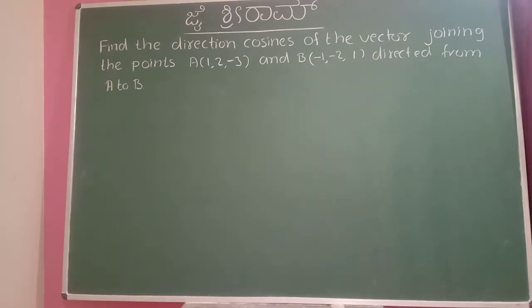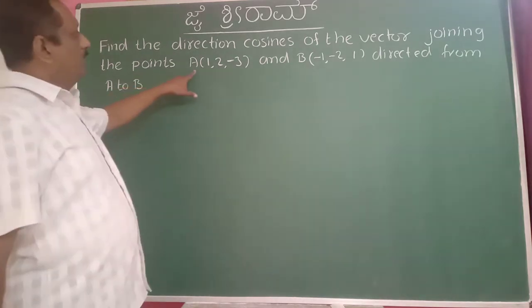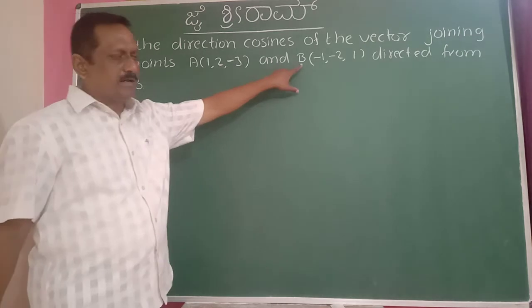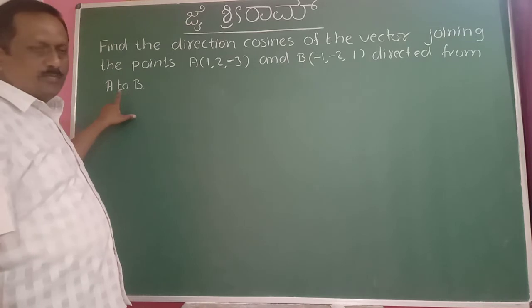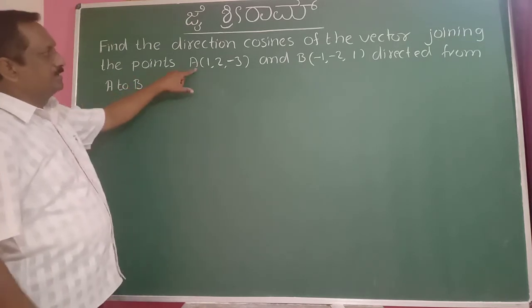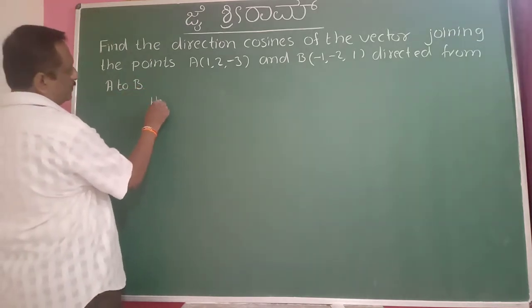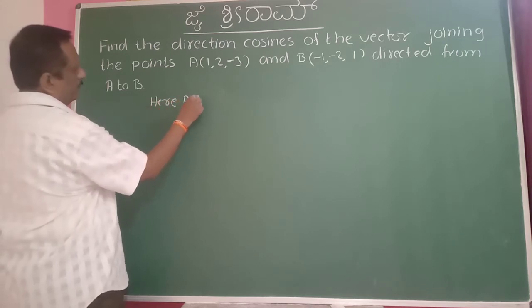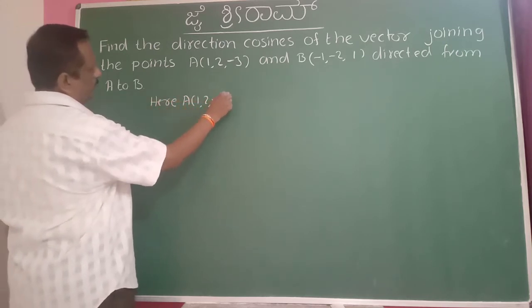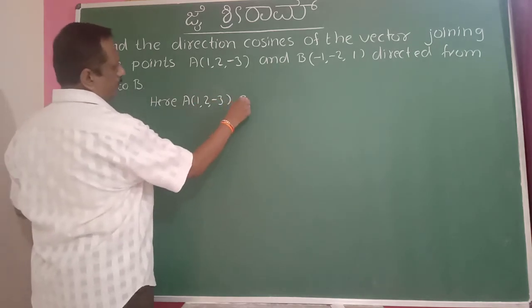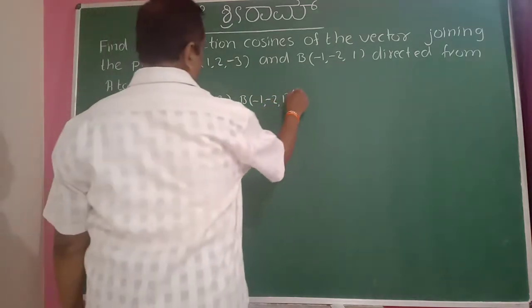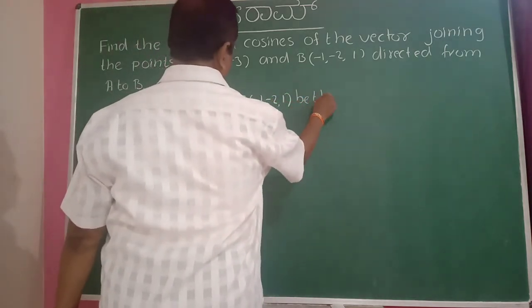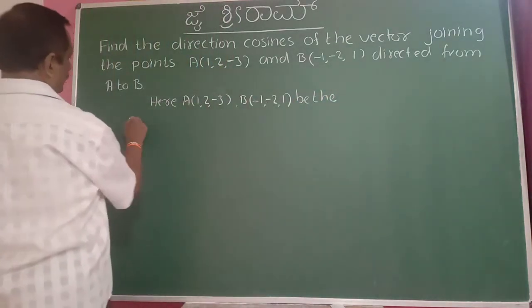Find the direction cosines of the vector joining the points A(1, 2, minus 3) and B(minus 1, minus 2, 1) directed from A to B. So these are the given points: A(1, 2, minus 3) and B(minus 1, minus 2, 1).